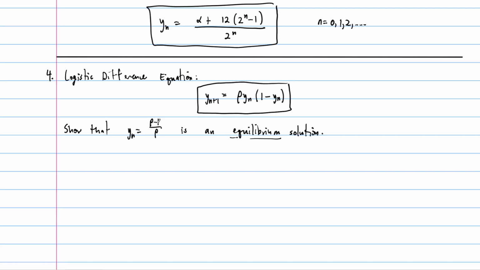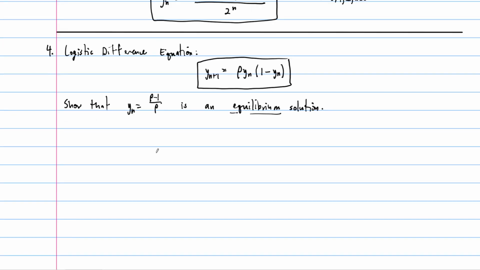Hopefully you took a moment to actually check this on your own, but let's work it out together now. To show that this is an equilibrium solution, as I said before the break, what we need to do is just plug this into the previous one, right? So we need to compute y sub n plus 1. This is going to be rho times y sub n. y sub n is rho minus 1 divided by rho, right? And then multiply by 1 minus rho minus 1 divided by rho. Then we just work this out carefully. Those cancel, this becomes rho over rho, right?